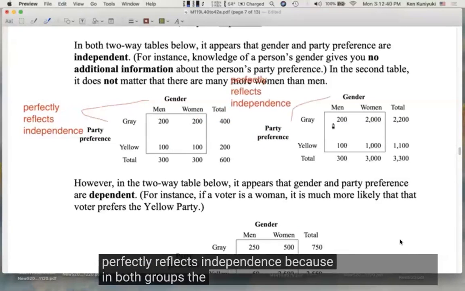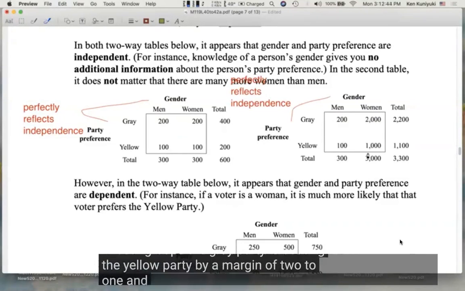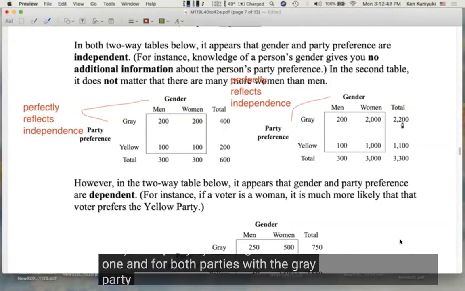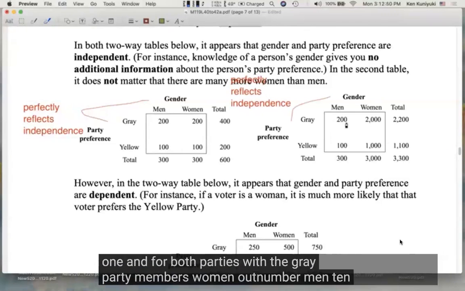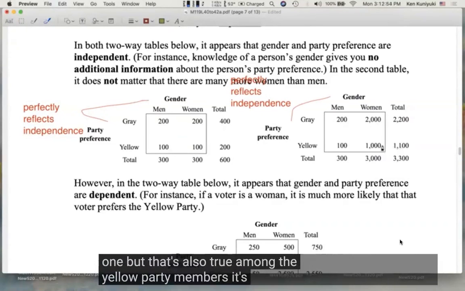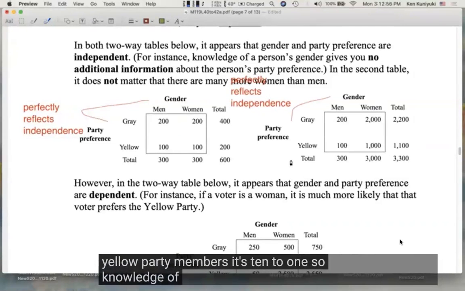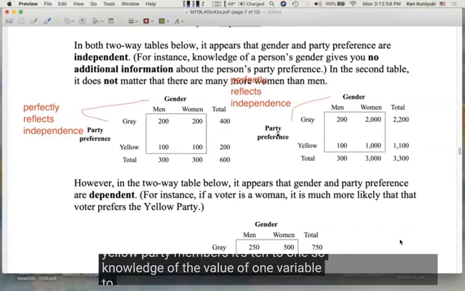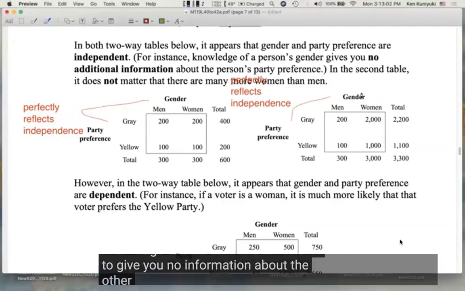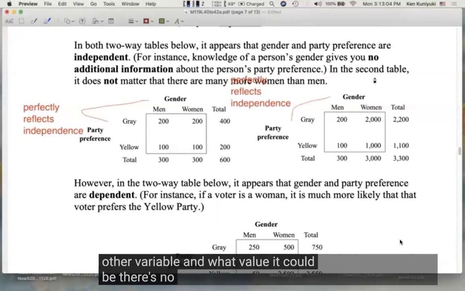Because in both groups, the gray party is beating the yellow party by a margin of 2 to 1. And for both parties, with the gray party members, women outnumber men 10 to 1, but that's also true among the yellow party members. It's 10 to 1. So knowledge of the value of one variable gives you no information about the other variable and what value it could be. There's no additional information.